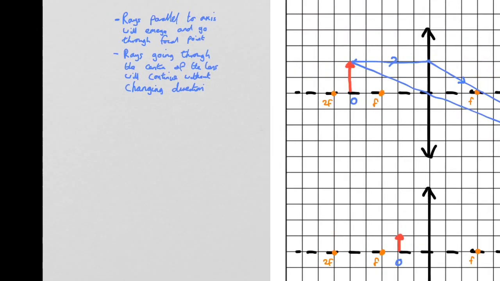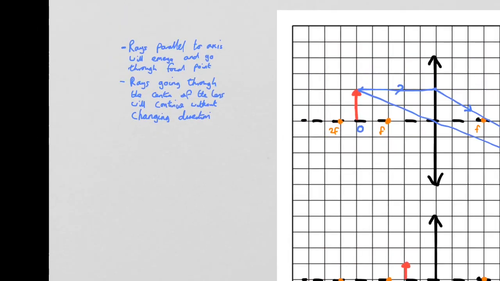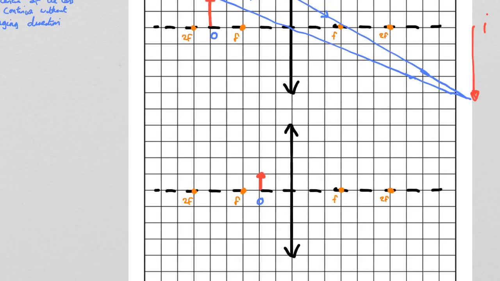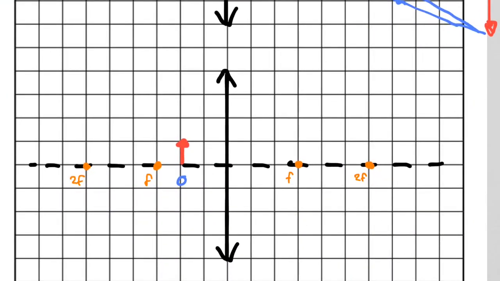So let's go ahead and do our two rules. Rays parallel to the axis will emerge and go through the focal point. Let's do one parallel to the axis and through the focal point. There's one through the focal point. There we go.